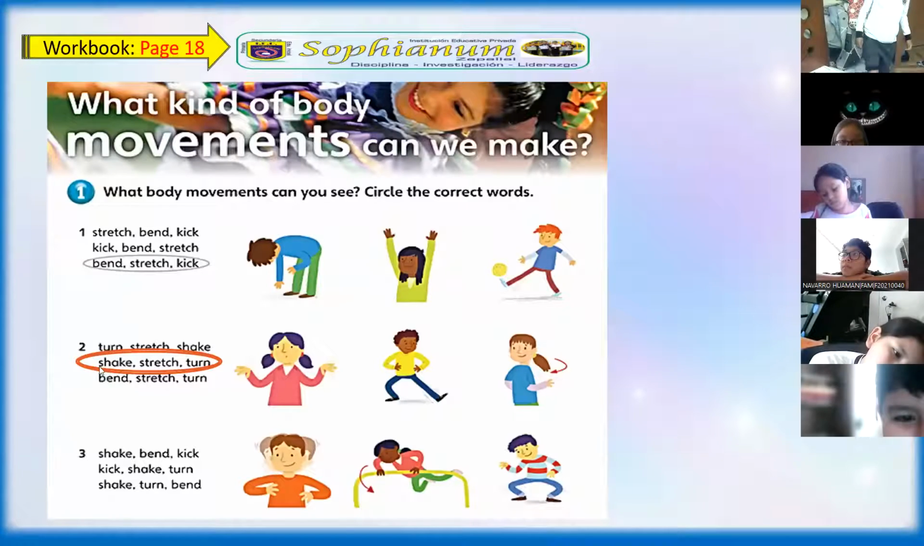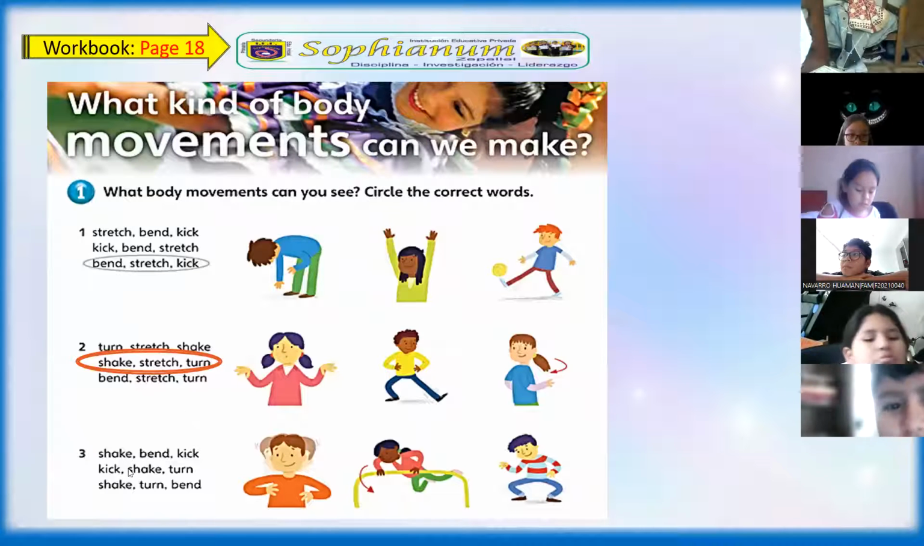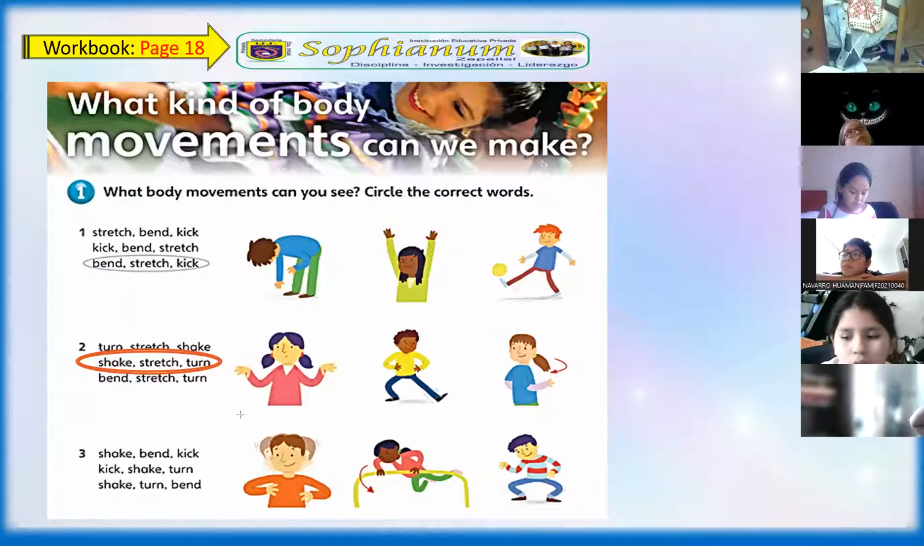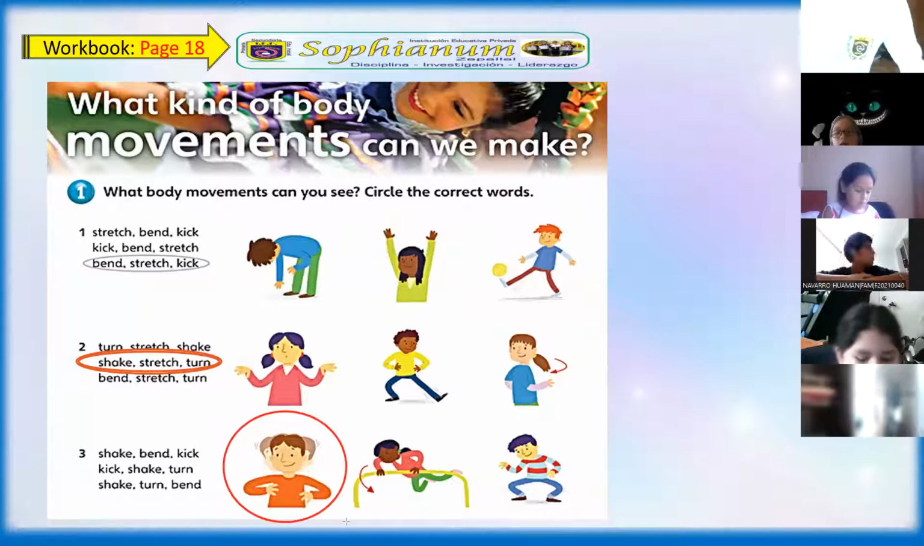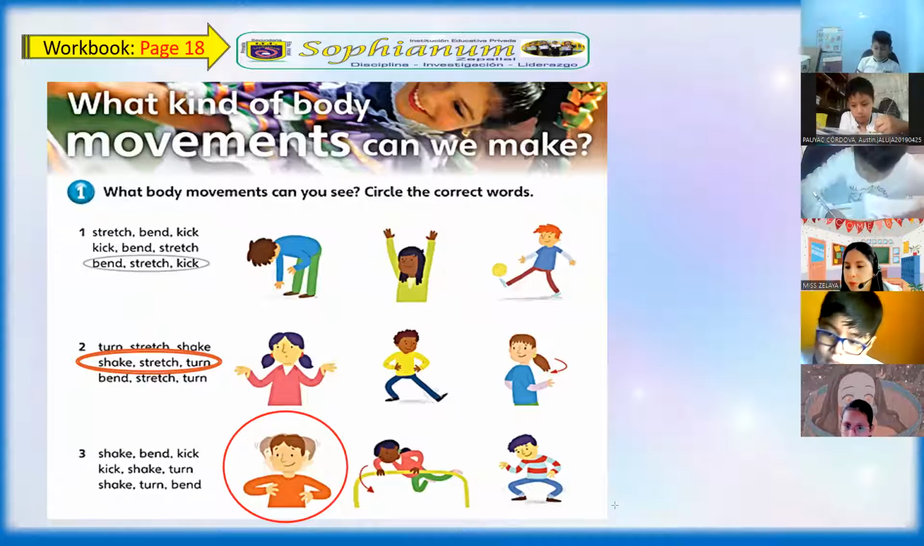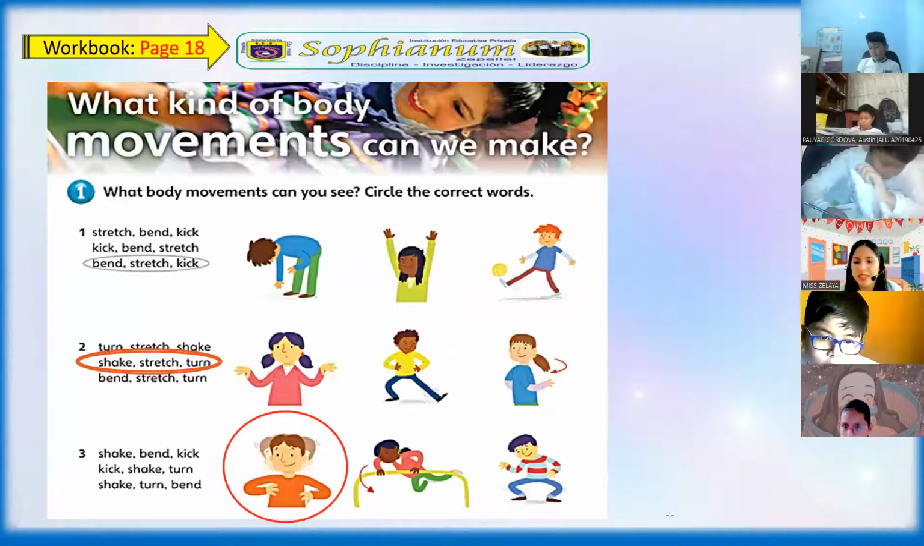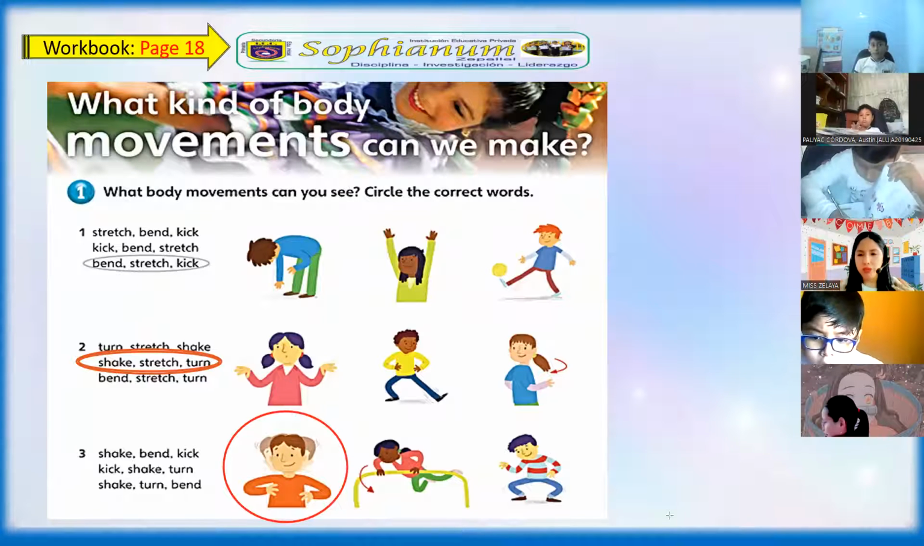For example, in number two is shake, stretch, and turn. Continue with the number three. Let's start with this picture. What is this movement? Another victim is Starsky. Hello, Starsky. What movement is this?